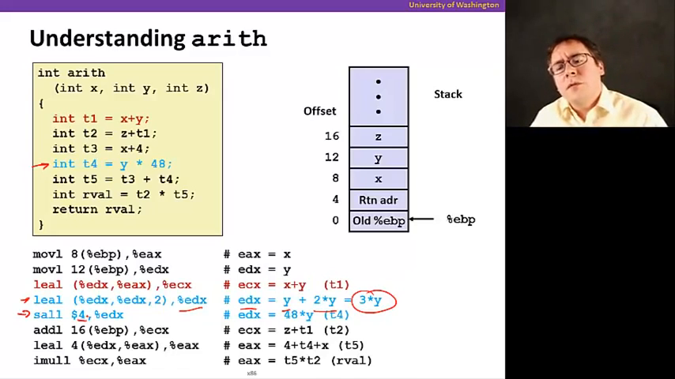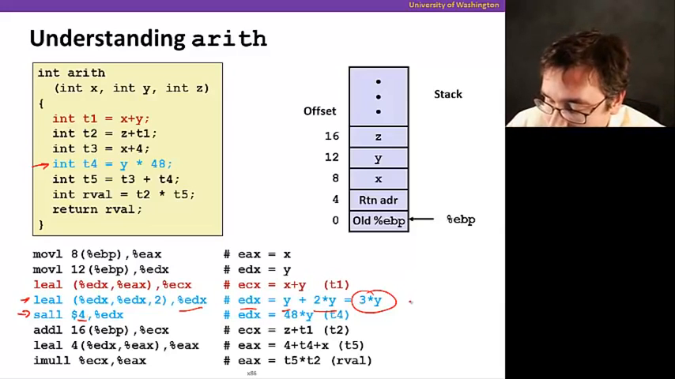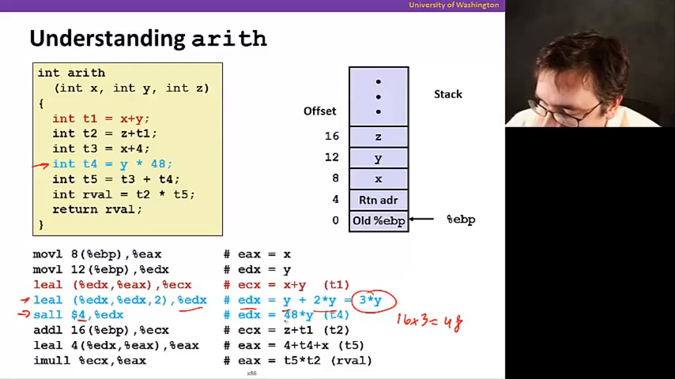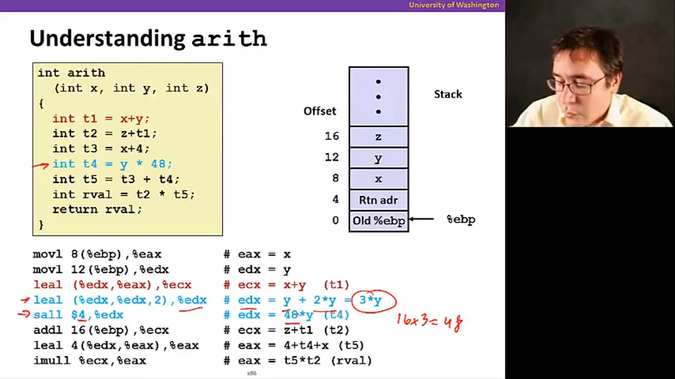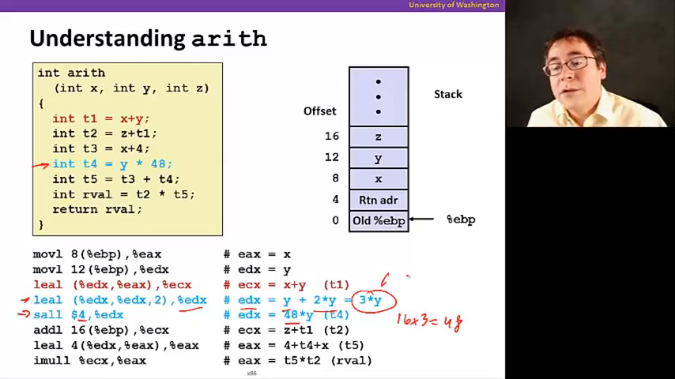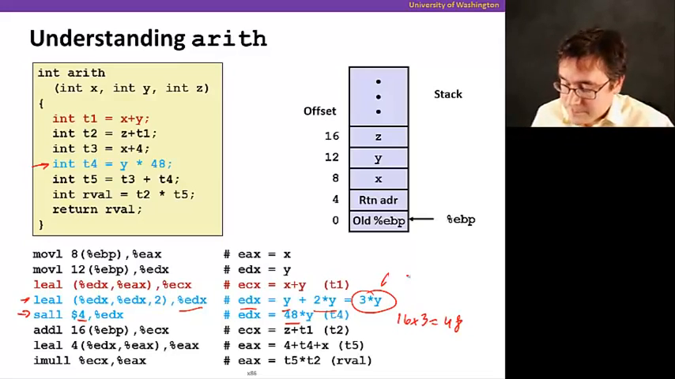What does that mean, to shift by 4? Shifting by 4 bits is the same thing as multiplying by 2 to the 4, which is 16. That's why now we get 16 times 3 equals 48. That's why we're now effectively storing 48 times y into EDX, because before we had 3y multiplied by 16. Now we have 48 multiplied by y and stored into EDX.